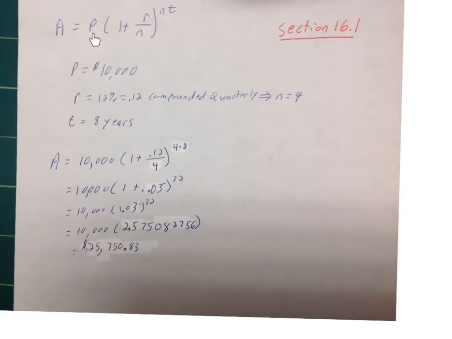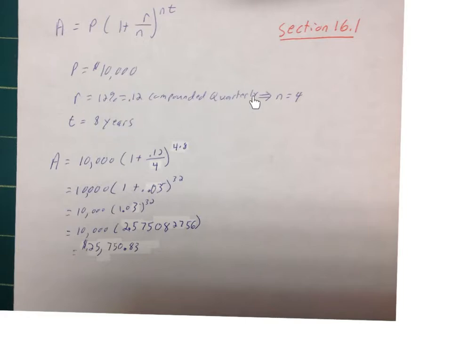P is how much you're going to invest, which in your problem was $10,000. R is the interest rate. In your particular problem, it's 12%, which you got to change to a decimal. That's very important. And it was compounded quarterly, which tells you that N is 4. N is how many times it's compounded per year. In this particular case, quarterly means 4 times a year. And then you got NT, and T is the number of years in this problem, which is 8. And A is how much money you'll have after 8 years.